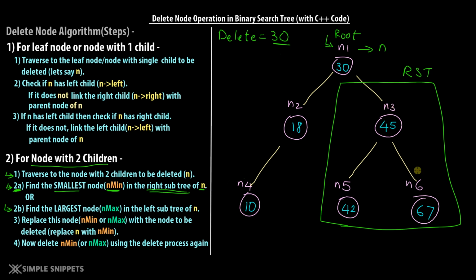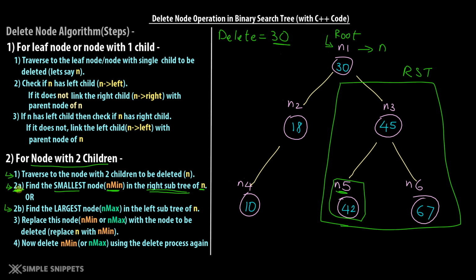So who is the smallest node, or the node with the smallest value, in the right subtree? You can see n5. n5 is 42. 42 is smaller than 45. 42 is obviously smaller than 67. So we find this node. Okay. Now we found this.